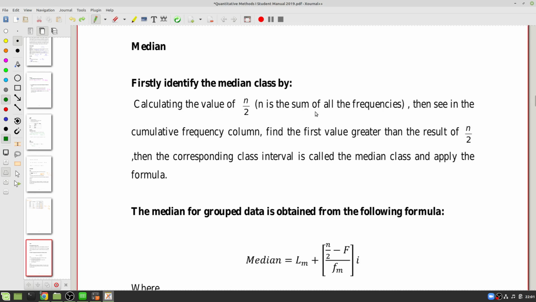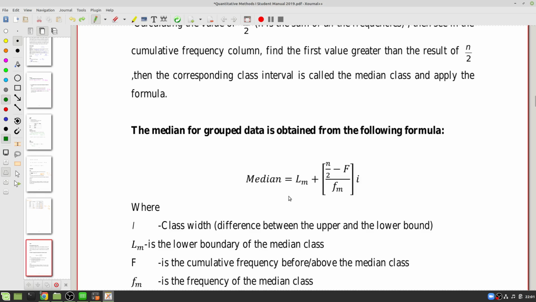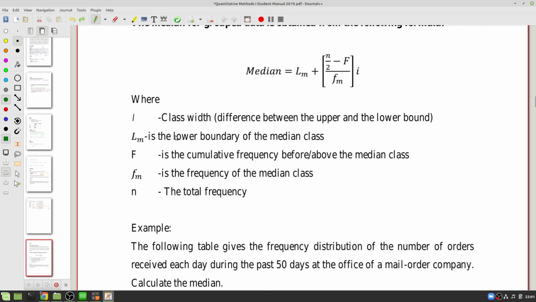So n is the sum of all the frequencies, the number of things you have, divided by 2. That will give you the position of the median. And then see in which cumulative frequency column it falls. We've already looked at cumulative frequency, I believe, but if we haven't, we'll cover it again as we do the example. Find the first value greater than the result of n over 2, and we'll see why that is. We'll try to get an intuition of why that works. Then the corresponding class interval is called the median class. Okay, then we apply the formula.